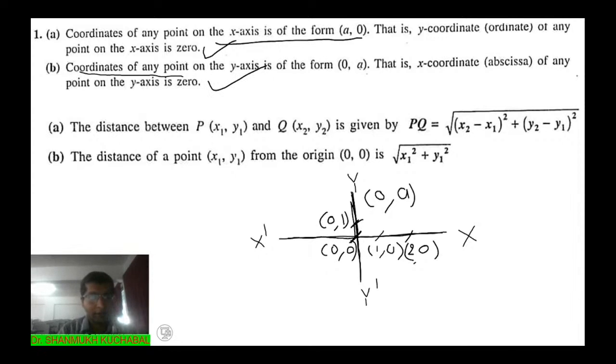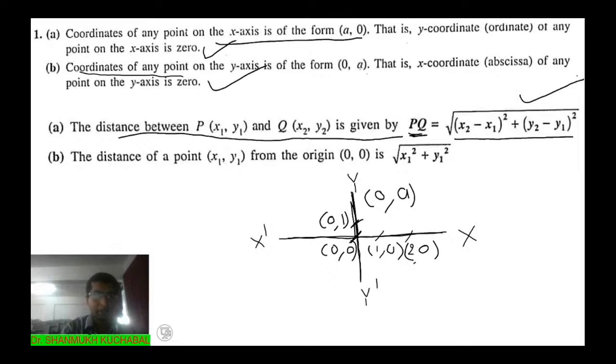Further, the distance between P(x1, y1) and Q(x2, y2) is given by the formula: distance PQ equals the square root of (x2 minus x1) whole squared plus (y2 minus y1) whole squared. This is the distance between any two points P and Q.